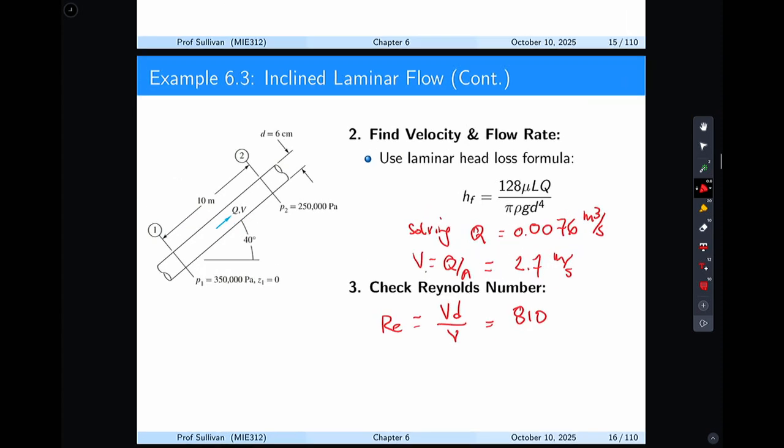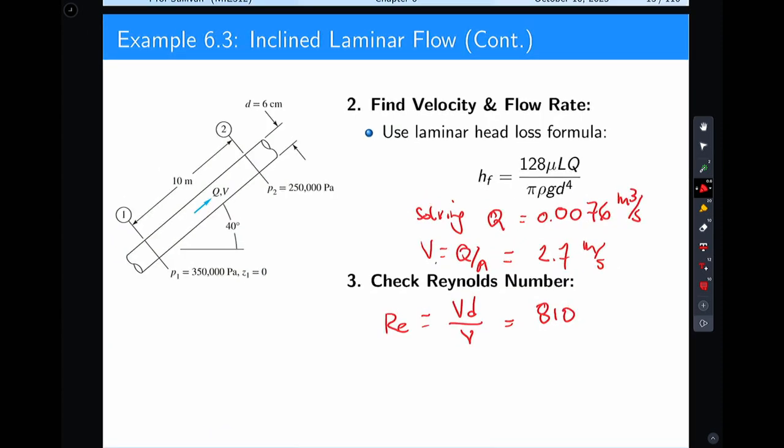You really do want to be able to translate between velocity and volumetric flow rate, because you're going to have different kinds of cases that you look at. But if we check that Reynolds number, it's 810, and 810 is less than 2300, so the flow is laminar.